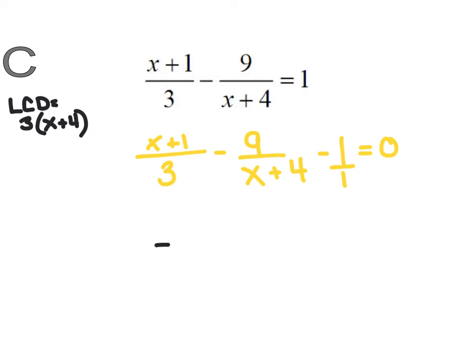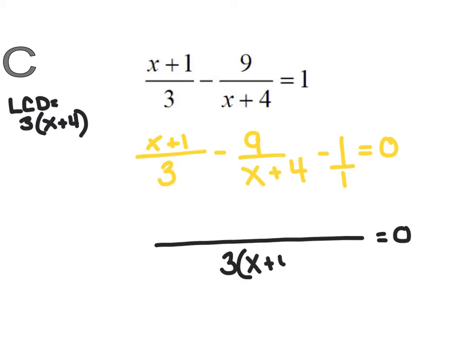So I'm going to rewrite my three expressions on the left using the common denominator of 3 times x plus 4. That means I'm going to need to multiply the first expression by x plus 4 over x plus 4.